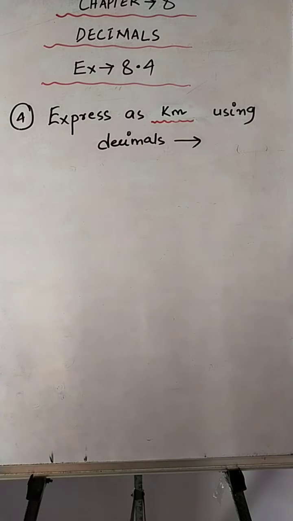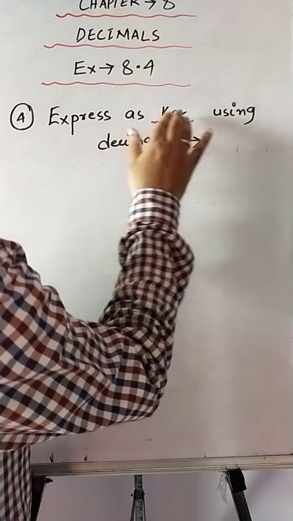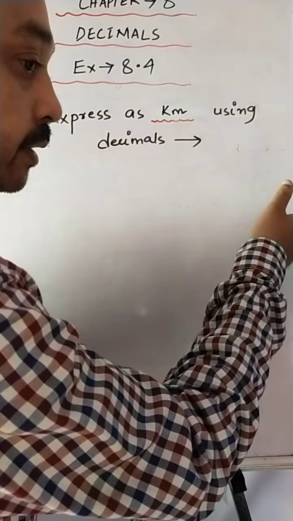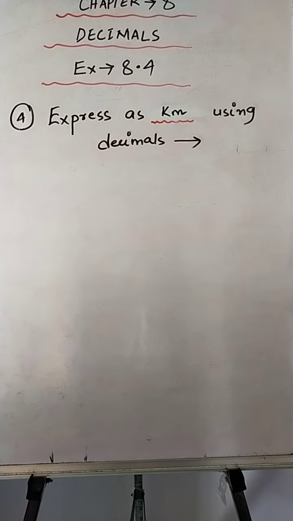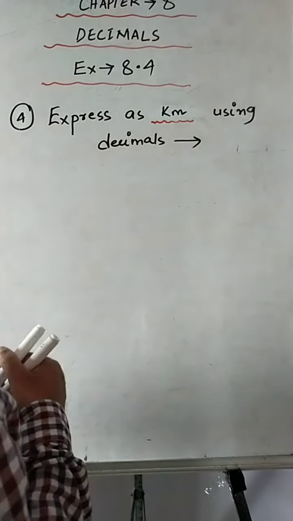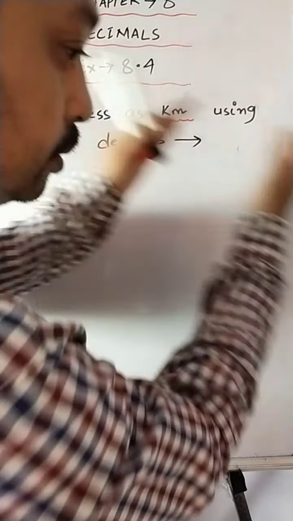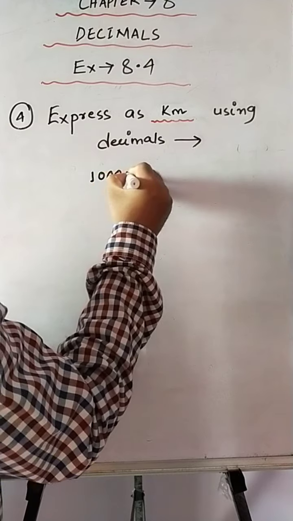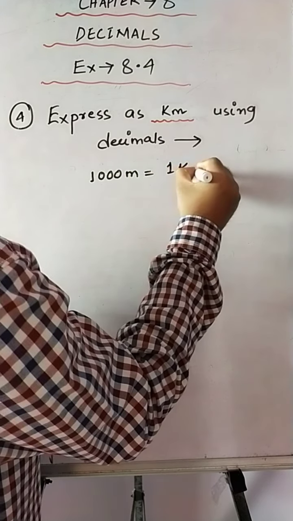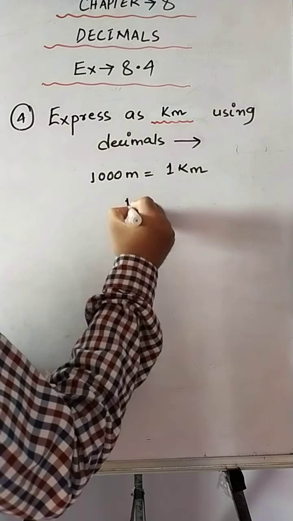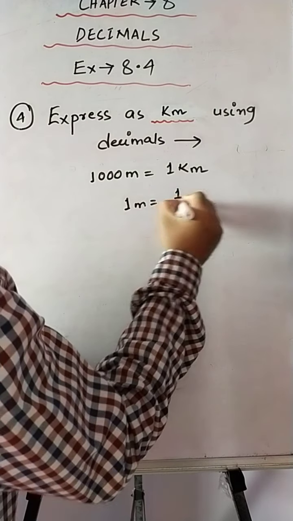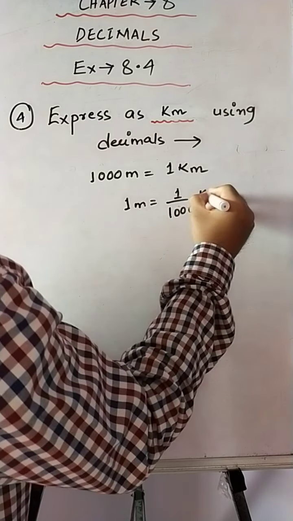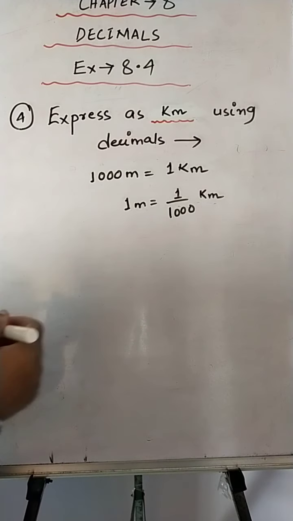Okay, so now let's move on to question number 4, students. In question number 4, what we have to do? We have to express as kilometer. Now we have to change it into the kilometer form. And all the questions under question number 4 carry a meter unit. So you have to convert meter into kilometer form. Fine. So the relation is what? 1000 meter is equal to 1 kilometer. So that would be 1 meter is equal to 1 by 1000 kilometer. So this is your required relation, students.